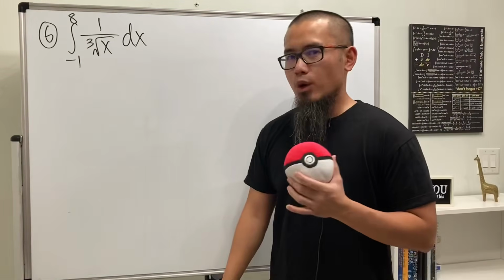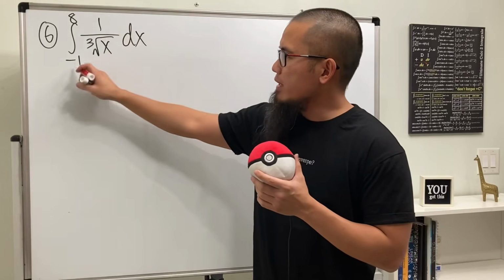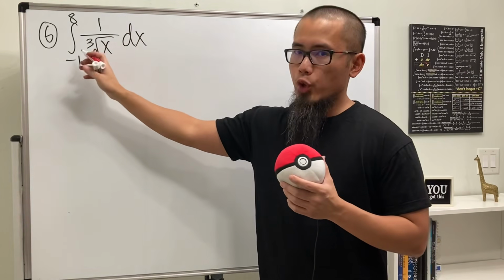Yeah, very nice, huh? Okay, for number 6, we have the integral going from negative 1 to 8 of 1 over the cube root of x.